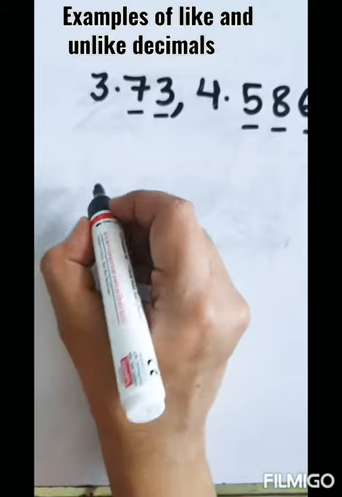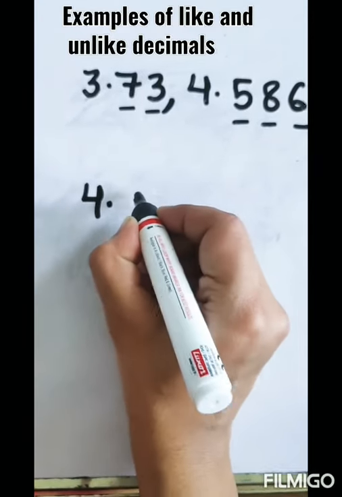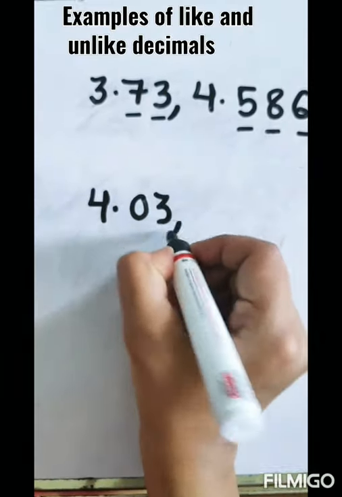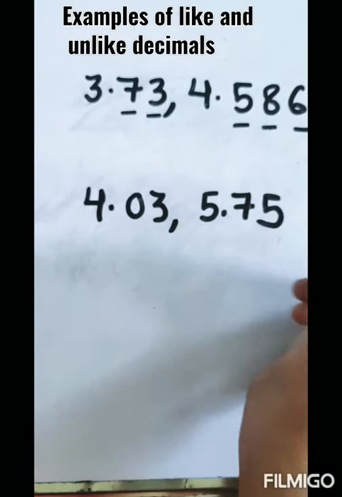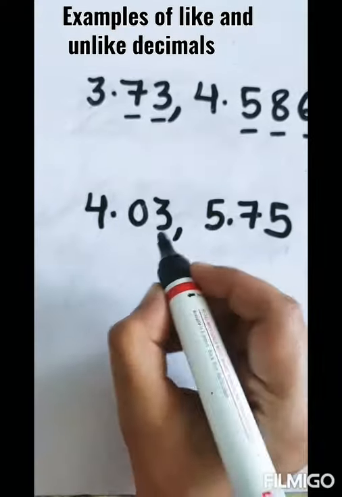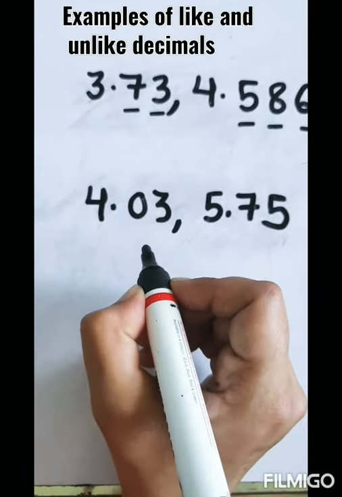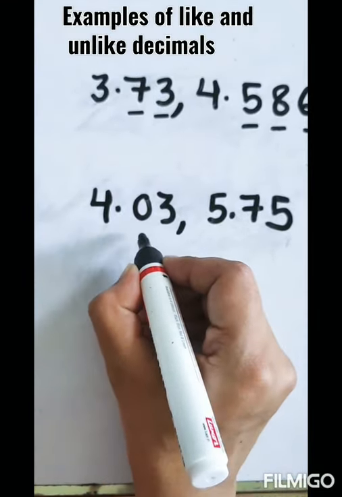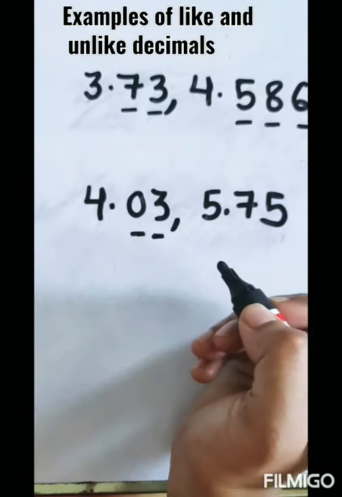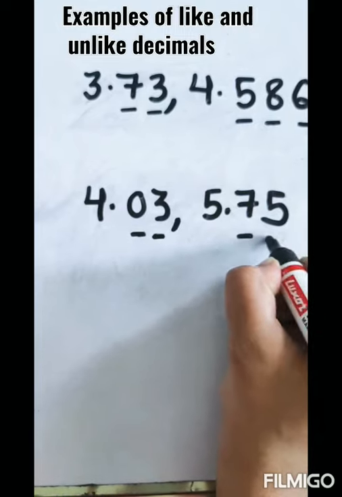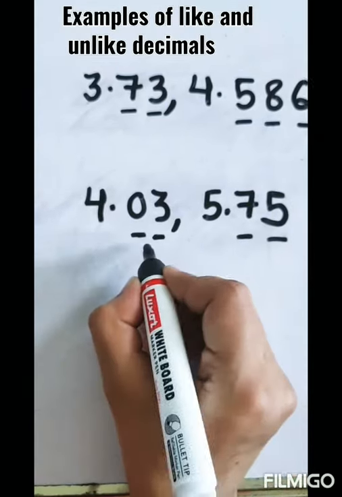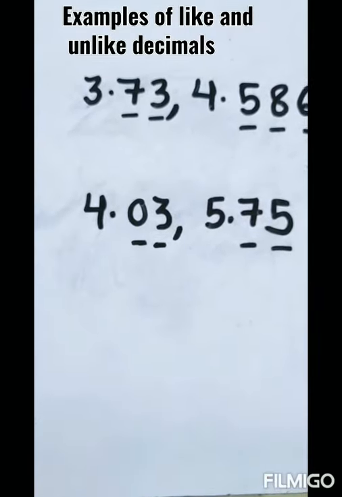Now if I ask you, like 4.03 and 5.75, in these numbers we have to count the number of digits after the decimal point. Here you can see there are 2 digits after the decimal point. Here are also 2 digits after the decimal point. So it will be a like decimal.